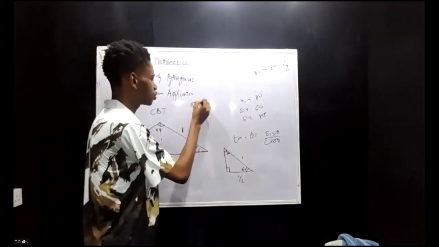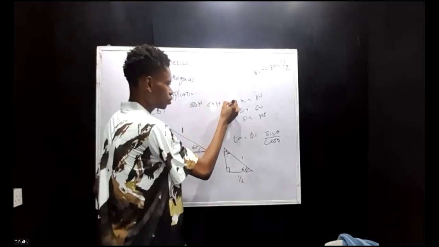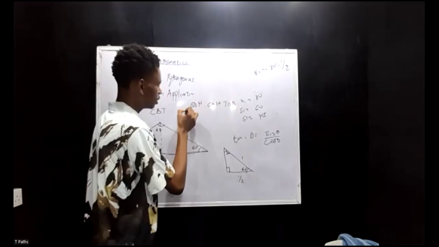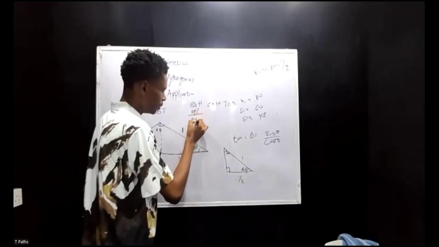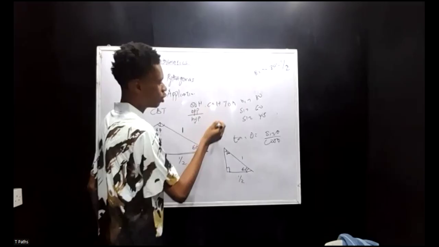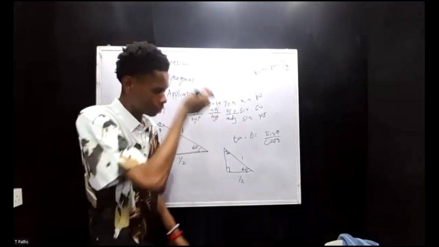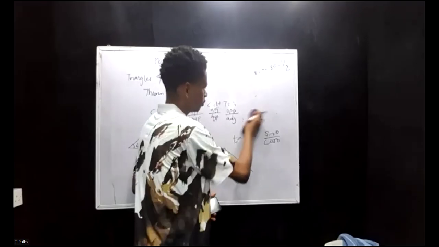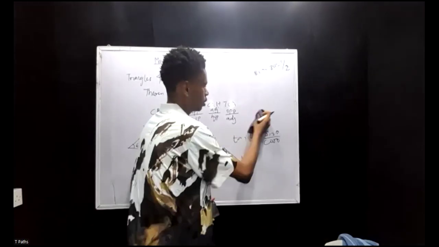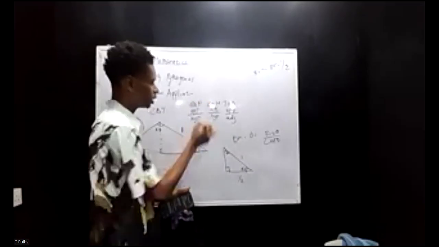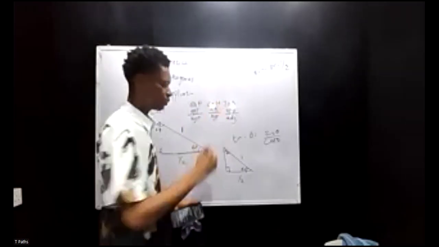Now, we remember that we have sine, cos, and tan. Sine is opposite over hypotenuse. Cos is adjacent over hypotenuse. Tan is opposite over adjacent. This is how you know the value of sine, cosine, and tangent of a particular angle. So sine is opposite over hypotenuse, cos is adjacent over hypotenuse, tan is opposite over adjacent.